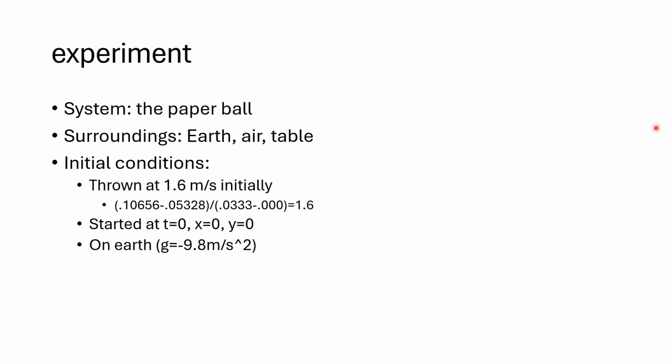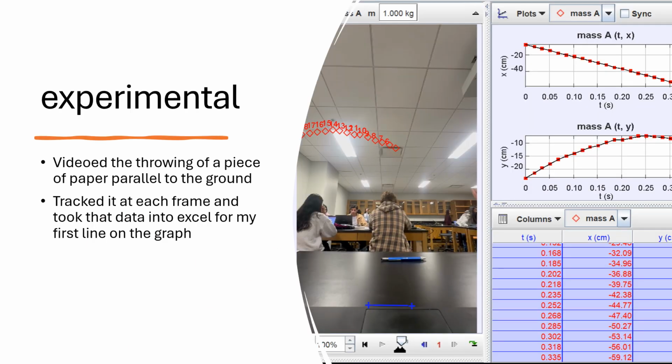So we took a paper ball, which was the system, and we threw it, and then the air, the table, the earth, everything around it was the surroundings. We calculated its initial velocity using the first two frames in Tracker. It started at 0, 0, 0, and it's on Earth, so it's 9.8 meters per second squared, the force of gravity, and it's moving down. So I just set that as negative.